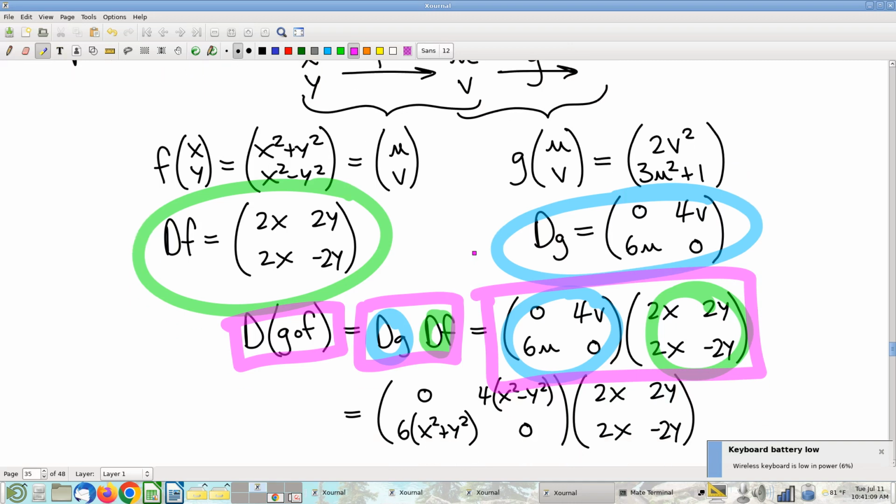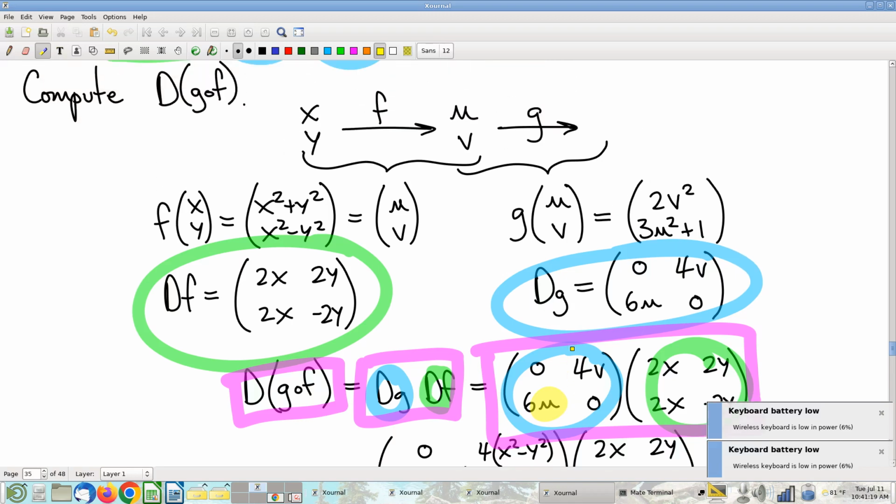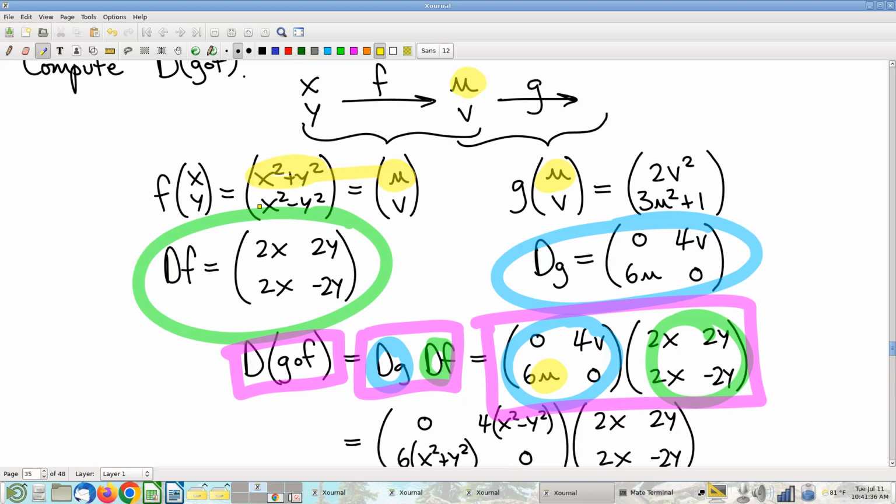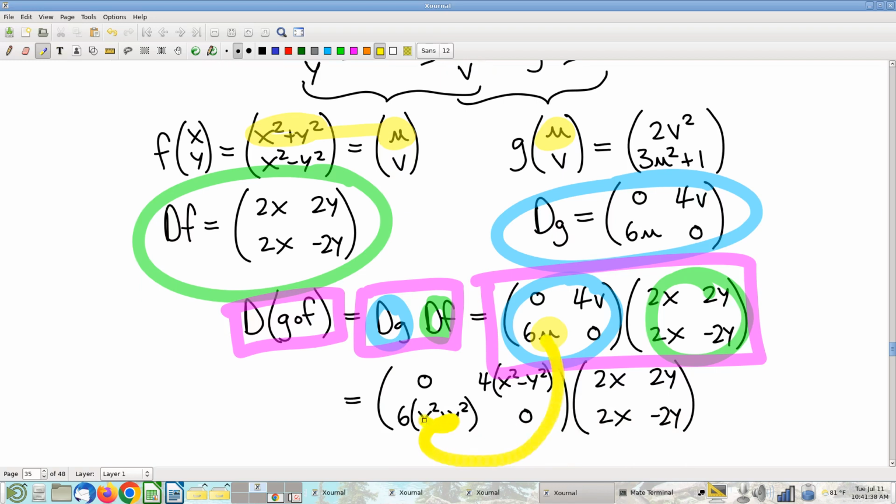But notice, what do I do with this u right here? What's that u? Well, let's see. According to my diagram and my work here, u is the first input to the g function. That means it's the first output from the f function. And that means it's x squared plus y squared. So, yeah, you got to plug stuff in at the end.